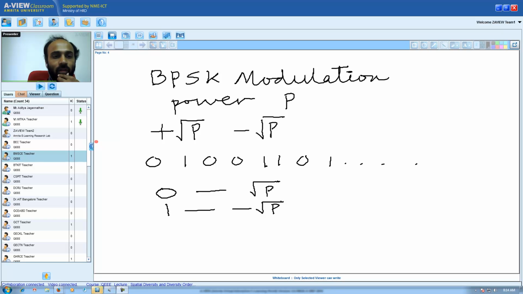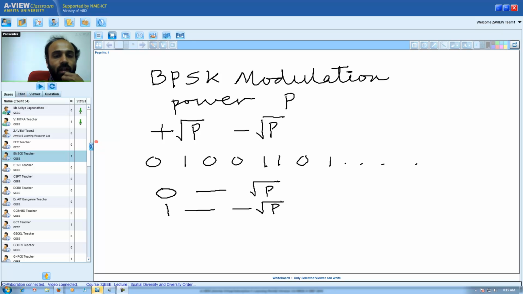Does everyone remember what we did in the last lecture? Yes, sir. So for BPSK modulation, what are the transmitted symbols? You remember, right? What are the transmitted symbols for BPSK modulation? Plus square root of P for 0 and minus square root of P for 1.